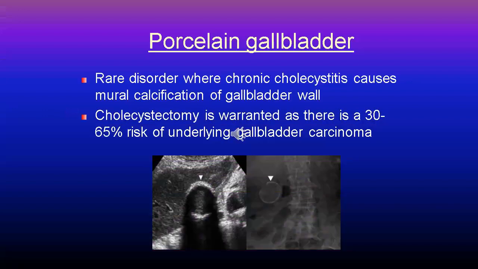Here you can see the X-ray on the right side. You can see a porcelain gallbladder. The calcium at the wall of the gallbladder appears in plain X-ray, and you can see it's undiagnosed by ultrasonography. In this patient, we do cholecystectomy. Why? Because it's a precancer. About 30 to 70% develop cancer, which is gallbladder carcinoma, which is a bad prognostic cancer at all.